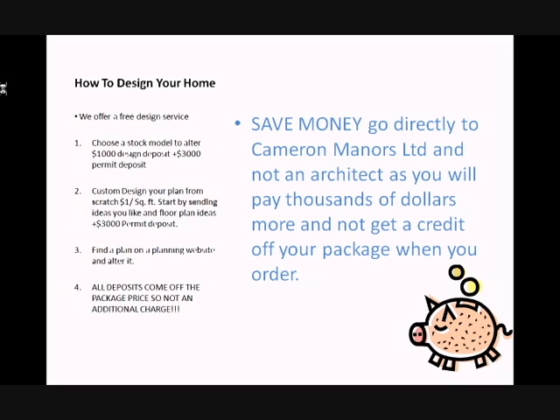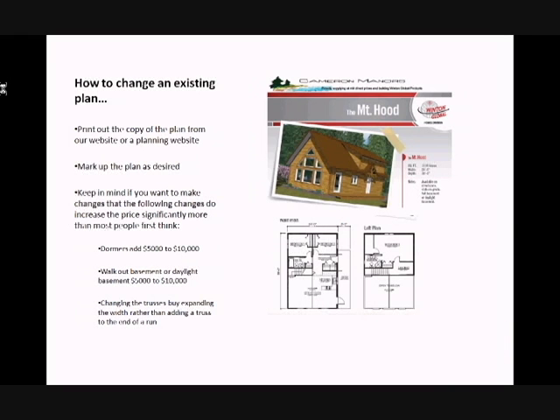You'll want to choose either a stock model, a custom design plan, or to go to a planning website. All deposits for drafting come off the price of the plan. You can change an existing plan by printing it out and just circling the areas you want and then listing next to it what you want changed. If you want the windows increased or anything like that, then please just let us know.